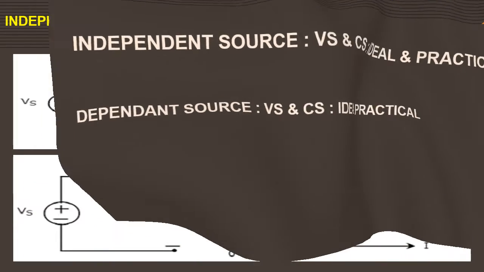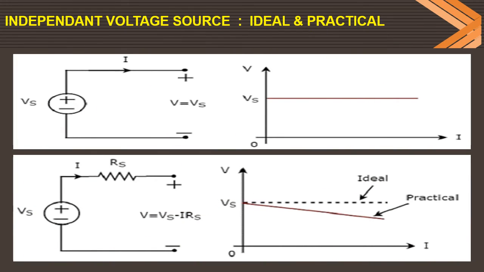The figure representation is mentioned clearly here: the voltage source, with current flowing in this direction, plus or minus. So the load voltage, or total voltage, plus or minus, will be equal to the source voltage, and this is the ideal case. The voltage versus current characteristics are shown here.